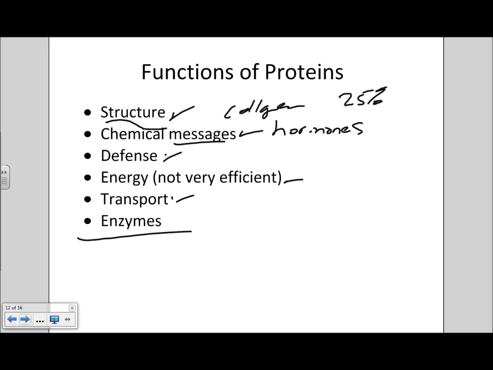Okay, many hormones of the body are proteins. Some are very simple, some are in the primary structure, some are bigger, more complex. Okay, we can use proteins for defensive purposes like antibodies.